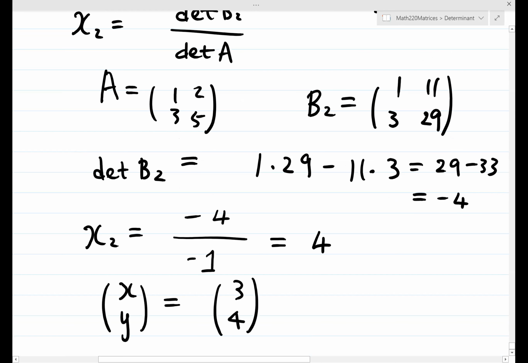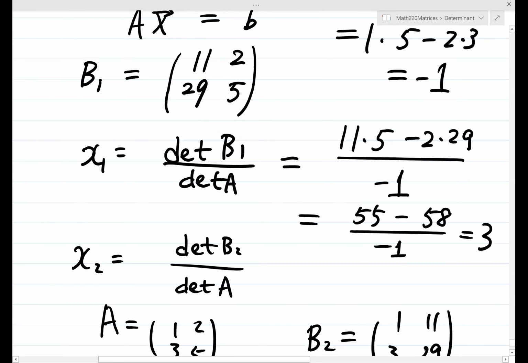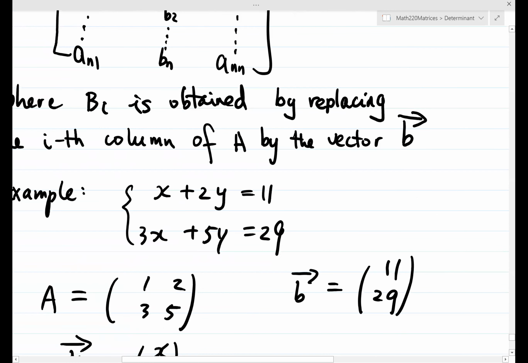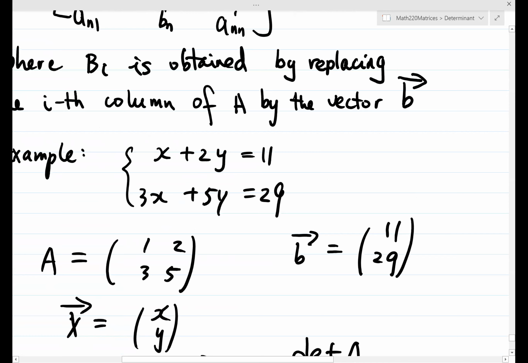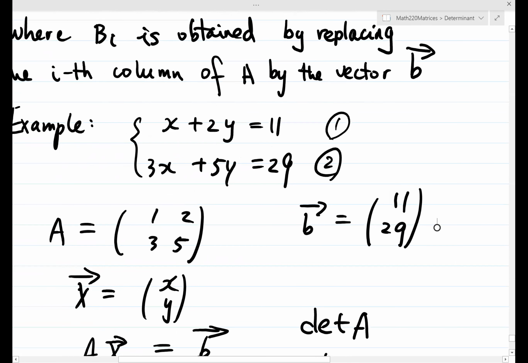Now you can easily check that 3, 4 satisfies this equation. You plug 3, 4 into the original equation. x plus 2y: 3 plus 2 times 4, 3 plus 8, 11. Then 3x with x equal to 3 is 9, and 5y with y equal to 4 is 20. 9 plus 20 gives 29. So indeed 3, 4 is the solution.